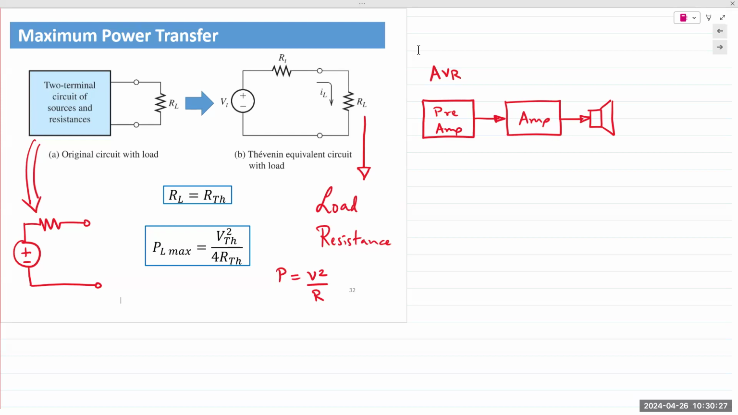Maximum power transfer is an important component of lab 4. So if you've not yet done lab 4, that's where it's coming up. You will actually apply voltage, and you will measure the power, and then you will create a chart in lab 4.